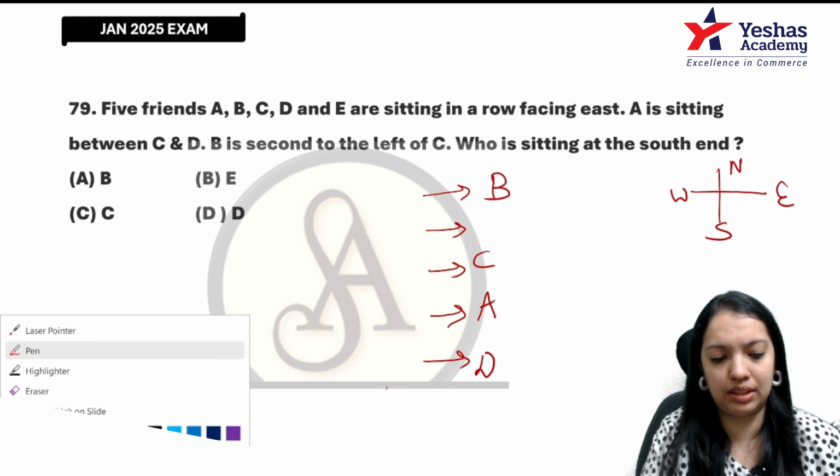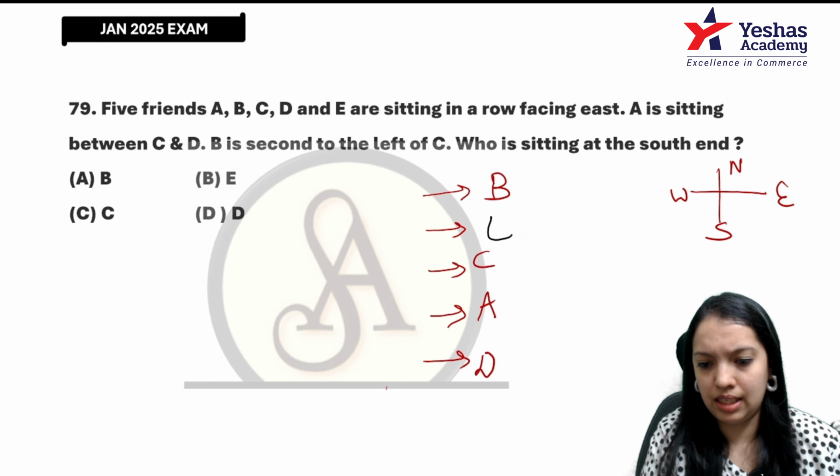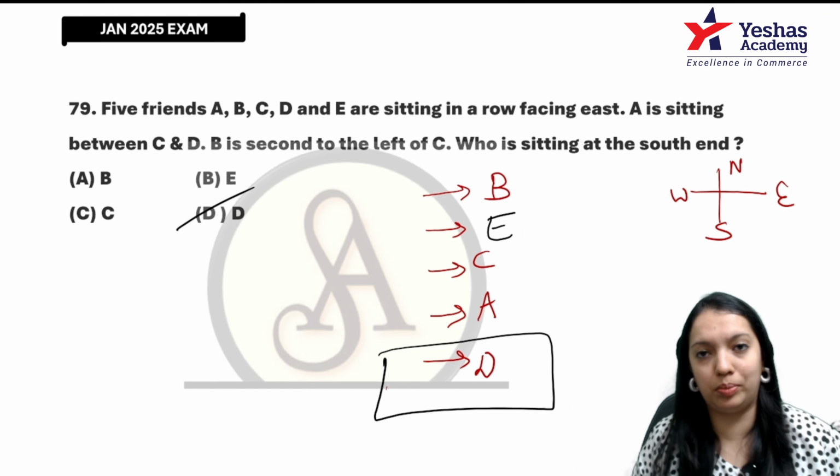Only person who is left out in this arrangement, that will be A, B, C, E. Who is sitting in the south end? That has to be D.